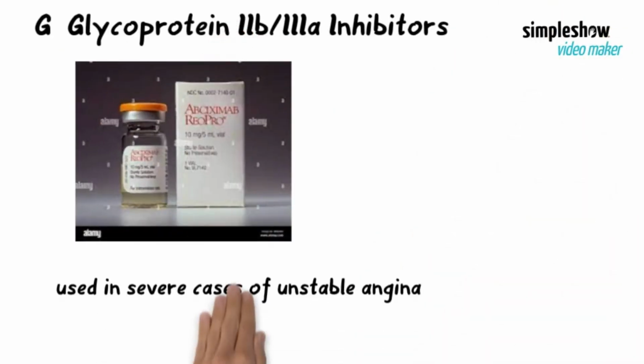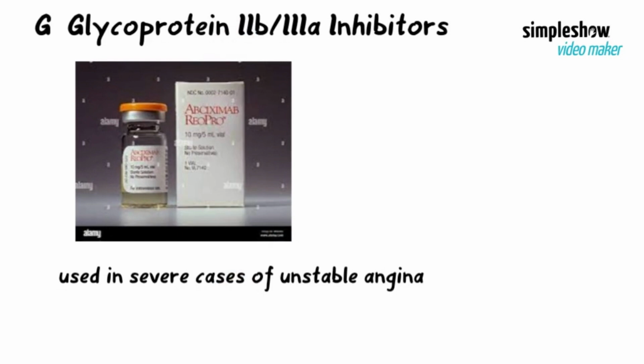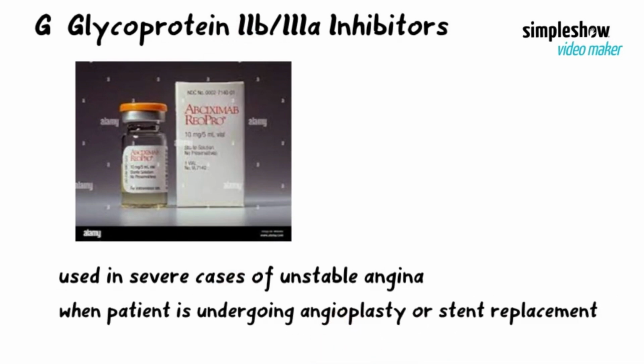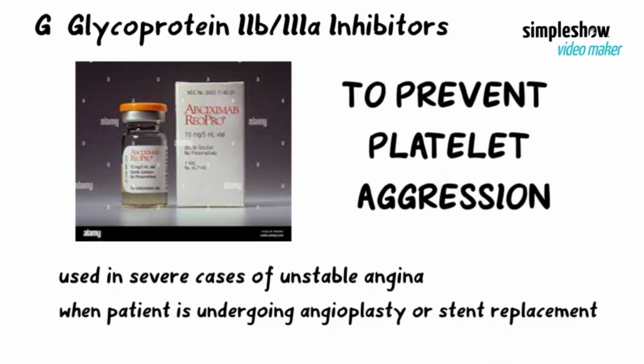Glycoprotein IIb/IIIa inhibitors. In severe cases of unstable angina or when undergoing certain interventions like angioplasty or stent placement, glycoprotein IIb/IIIa inhibitors may be used intravenously to prevent platelet aggregation and further blood clot formation.